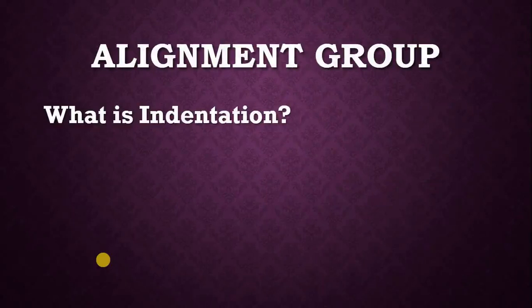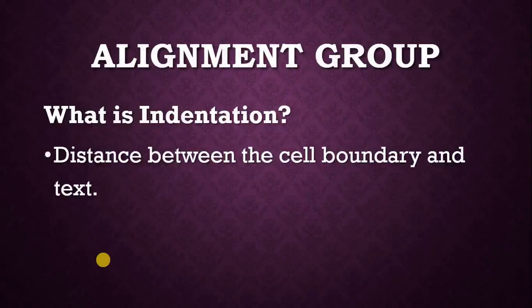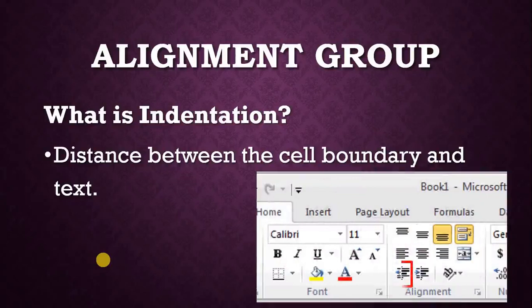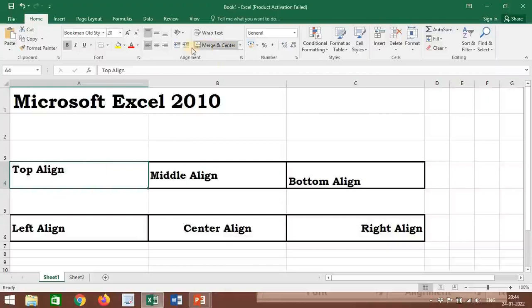Next, what is indentation? Indentation means it is the distance between the cell boundary and the text. These are the indentation options in the alignment group. This is decrease indent and this is increase indent. Come on, let's see about the indentation. Select the cell and click on the increase indent. When I click on this option, indent is increasing. Can you see that? To decrease the indent, click on the decrease indent option. It will decrease the indents.